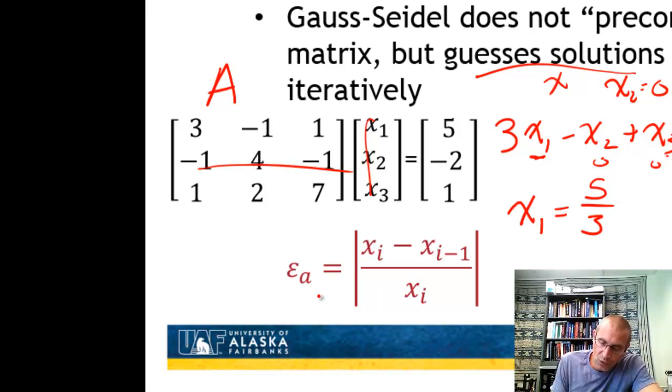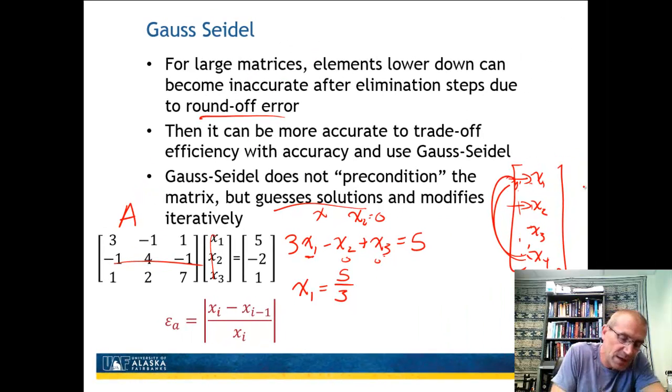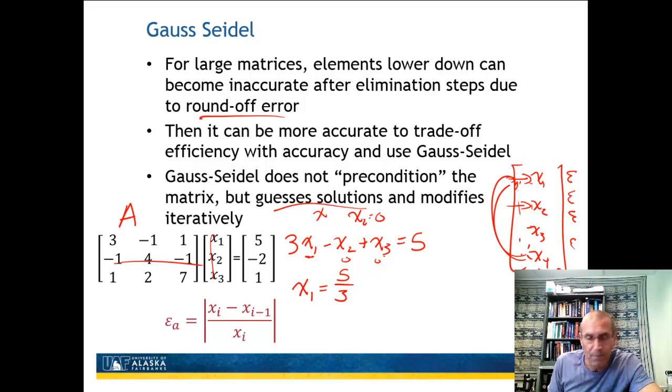Here I'm going to use my normal definition of approximate error, where I take my value of x at the current guess minus its value at the previous guess, normalized by the current guess. That means I'm going to have a value of epsilon a for each value of x. My stopping criterion might be that every single one of those has to be below some particular criterion. Maybe every one of these errors has to be less than 0.1%. So I would evaluate an approximate error for each individual value of x.